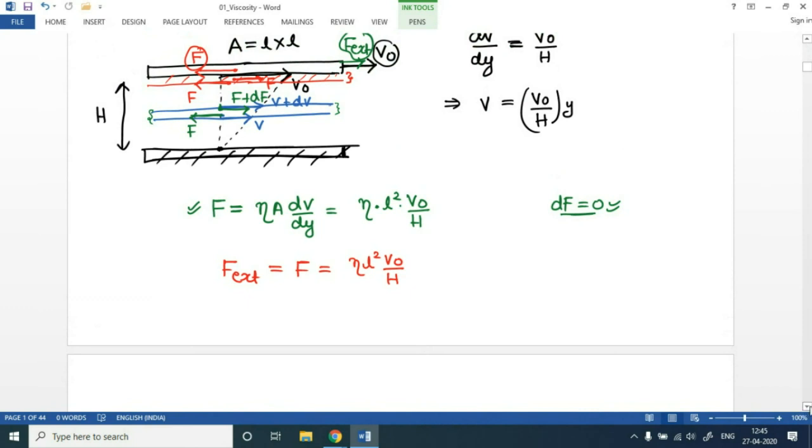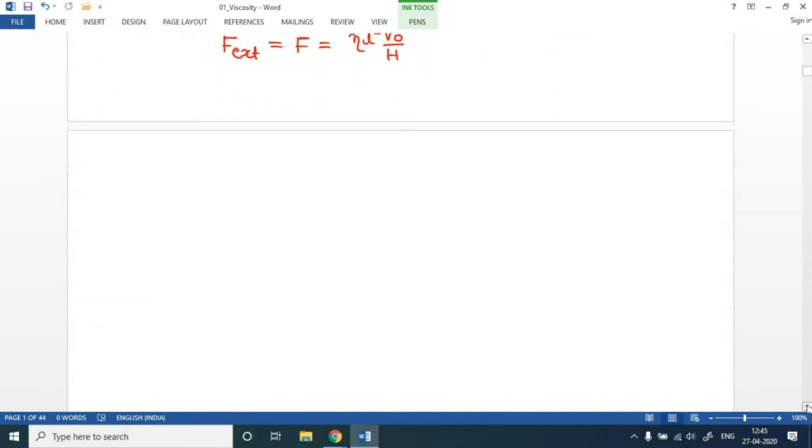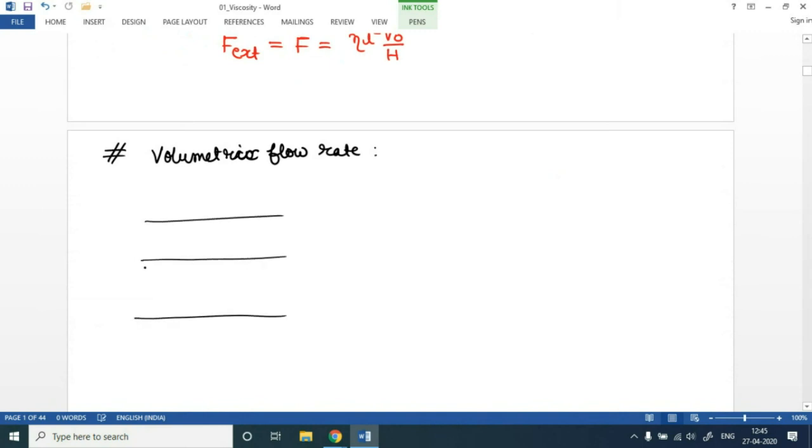And another thing, let's try to find out what would be the volumetric flow rate of liquid between these two plates. Next thing we want to find out is the volumetric flow rate. And now you should realize that each layer of the liquid is moving with different velocity. So what we can do, let me draw the diagram here again. So this layer here is moving with velocity, which we have already found out, that is V naught by H times Y.